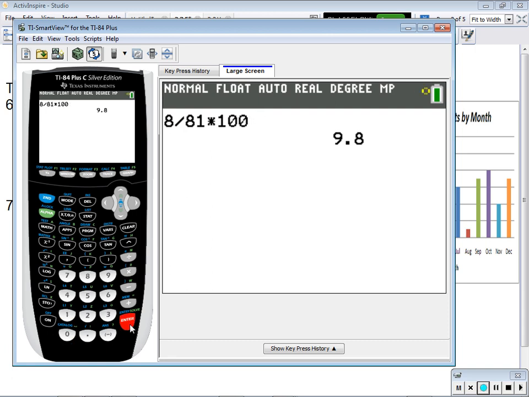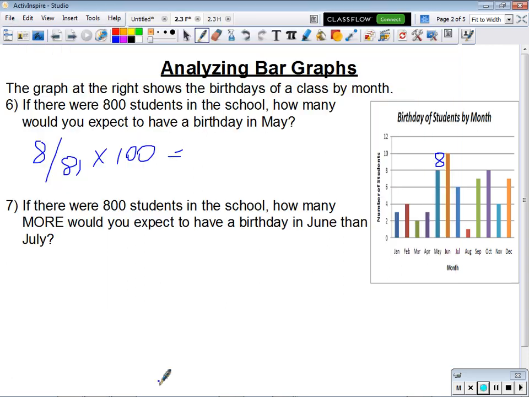And when I do that, I get roughly, since this is 9.8%, we'll call this 10%. So I'm going to say that roughly about 10% of the students had a birthday in May. And from there, what I want to do is I want to know, of those 800 students, how many had a birthday in May. So what I want to know here is, what's 10% of 800?